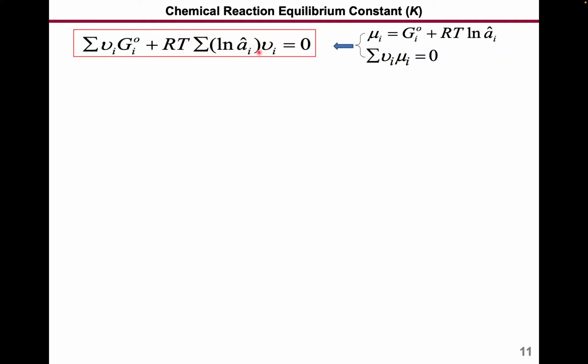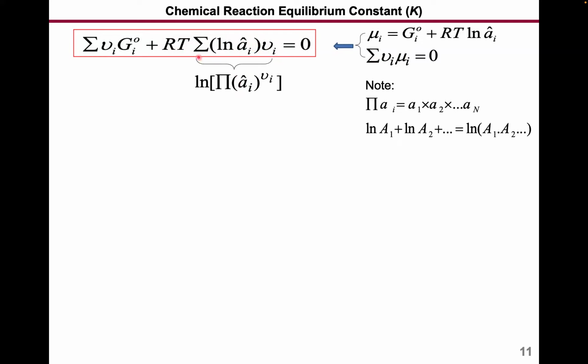times ν_i, okay? And then mathematically, this summation is just going to be equal to natural log of Π, the product of (α_i hat) to the power of ν_i. Now this Π is basically the product of all the terms, right? So here Π is going to be α_1^ν1 times α_2^ν2 times α_3^ν3, all the way up, right?